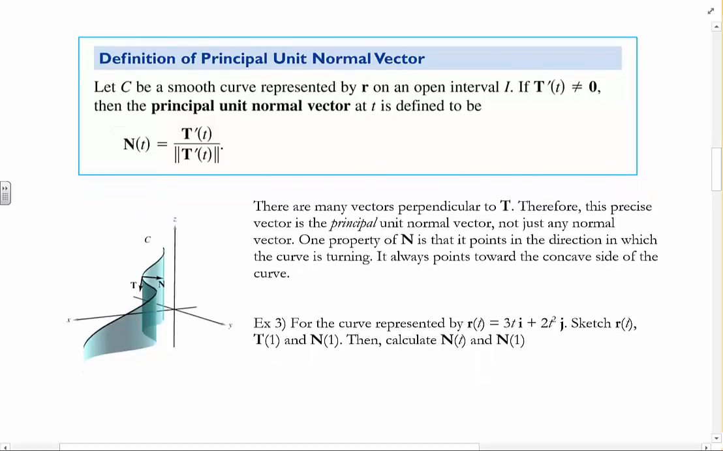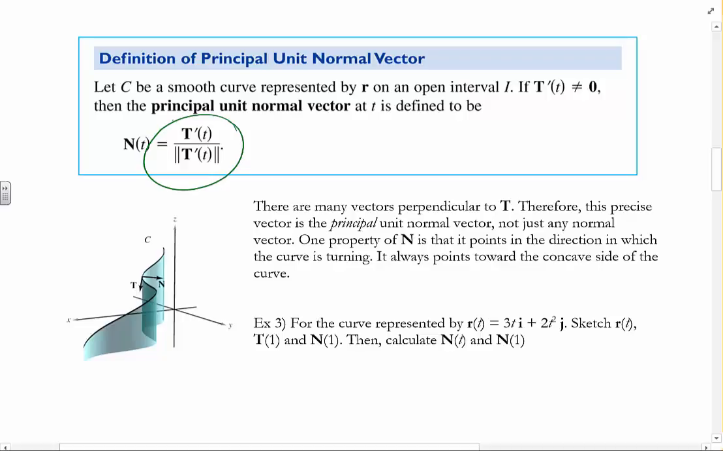Now, that was about tangent vectors. There's also something called the principal unit normal vector. And I'm going to tell you right up front, this one gets kind of annoying, but we're going to do a shortcut, so that will make it easier. So if C is a smooth curve represented by a vector-valued function, and T prime is not the zero vector, then the principal unit normal vector is T prime over its own magnitude.